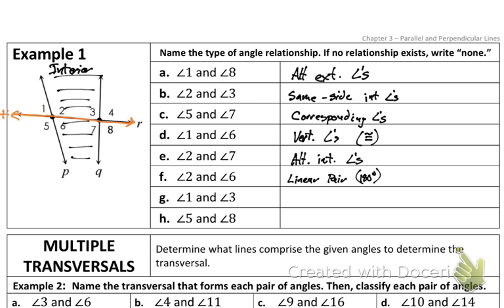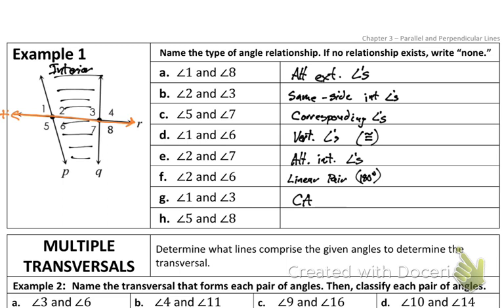1 and 3, 1's top left, 3 is top left. That makes them corresponding angles. They're in the same quadrant, top left. They're on the same side of our transversal. One's on the exterior, one's on the interior. That makes them corresponding angles. I'm going to put CA just to speed up my work here. So those should be corresponding angles.